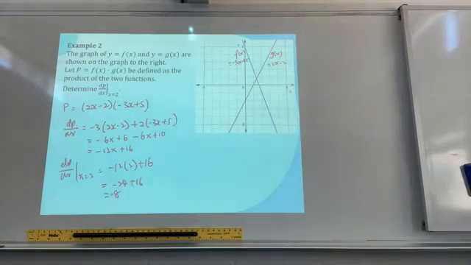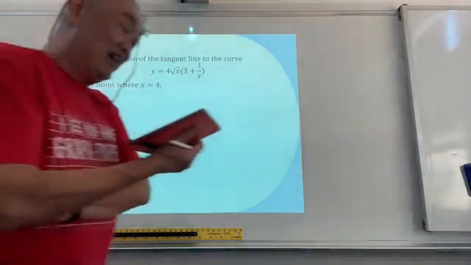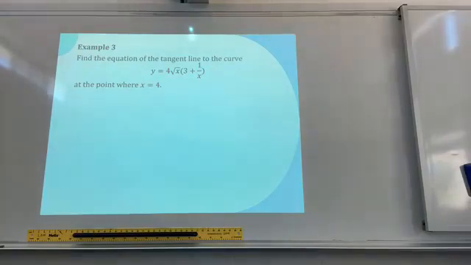Alright, let's go on to the next example, example 3. Find the equation of the tangent line to the curve of this at the point where x equals 4. Now, what I would do is to rewrite this. That will be equal to 4 x to the power of half times (3 plus x to the power of minus 1). Alright? Make it a little bit more straightforward for yourself.